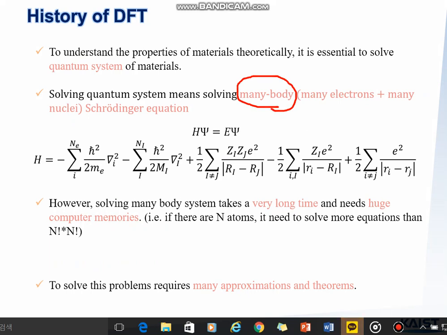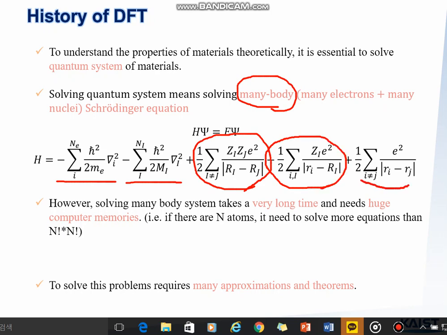The first term means electron kinetic energy. The second term means atomic nucleus kinetic energy. The third term means interaction between atomic nuclei. The fourth term means interaction between atomic nucleus and electron. And the last term is interaction between electrons.